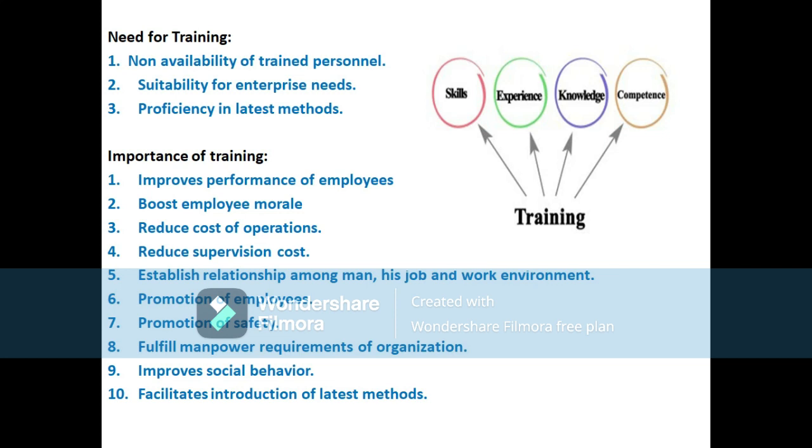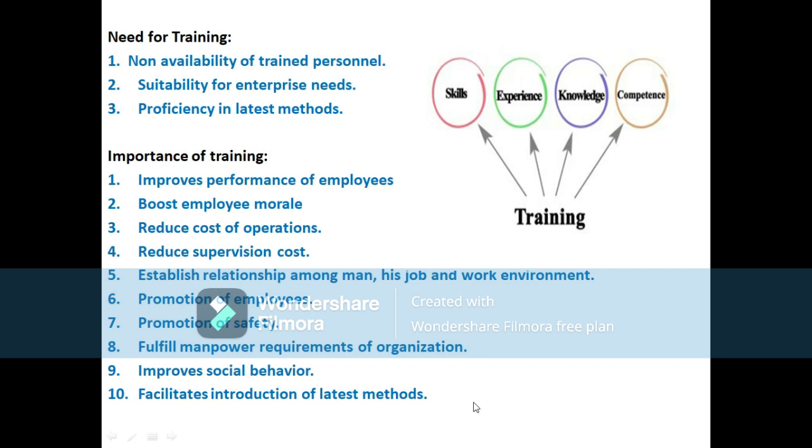And in fact, there is no greater organizational asset than trained and motivated personnel, because these people can turn the other assets into productive ones as a whole. Okay, so giving training to the employees, trained employees will definitely be an asset for the organizations. Definitely it facilitates the introduction of the latest methods. So these are all the important aspects of training.